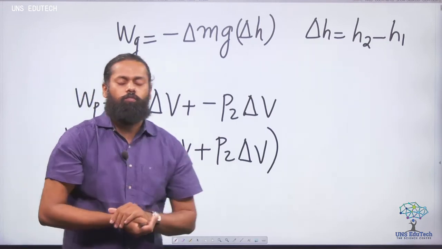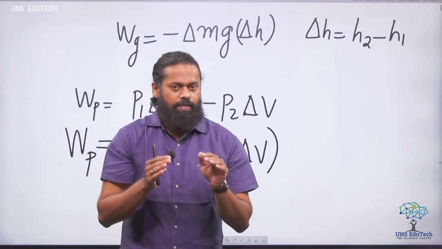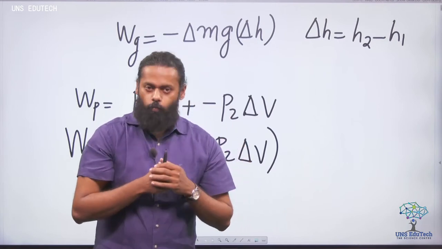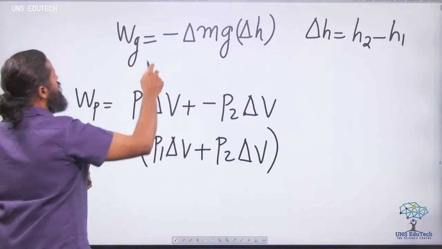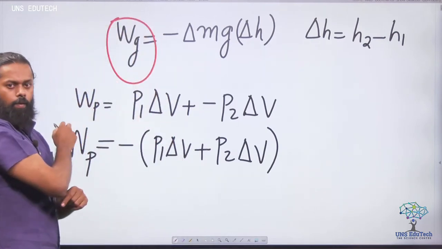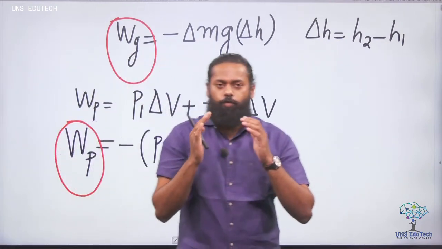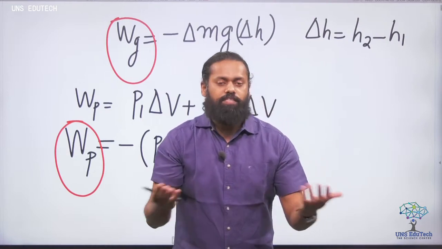Now we are moving to the work energy principle. What is the work energy principle? The work energy principle says that the change in kinetic energy will be equal to the total work done. So total work done is nothing but the sum of these two quantities. This is the work done by gravity, and this is the work done by the pressure. If you add these two quantities together, you get the total work done, that is nothing but the change in kinetic energy.